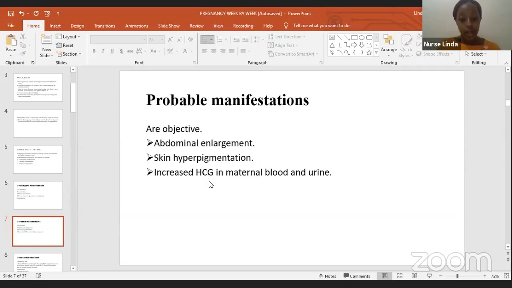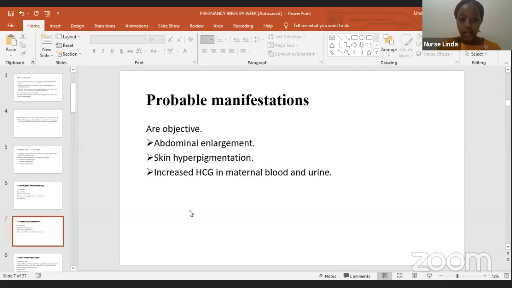HCG is a hormone that is produced by the cells of the embryo. You'll get to understand what the embryo is as we move on, and it's the basis of a pregnancy test. But there can be HCG in the blood of the mother when they have a molar pregnancy. A molar pregnancy is what I have just explained.